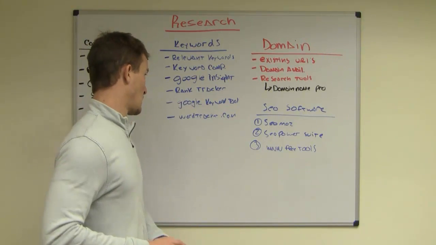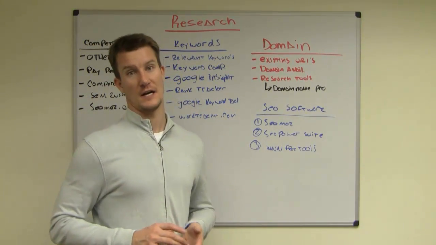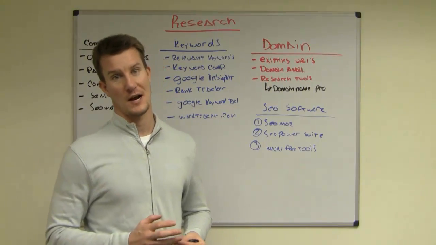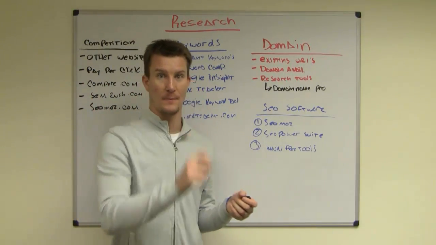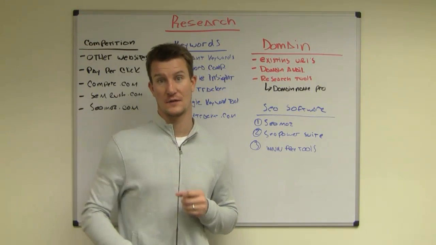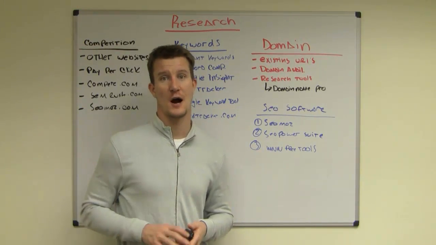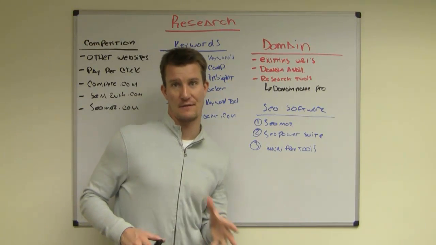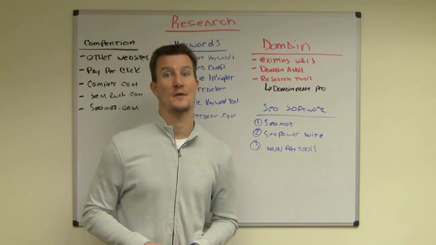Rank Tracker. Rank Tracker is a plugin for Firefox, the browser Firefox. What Rank Tracker does is it allows you to put in a URL and then a bunch of keywords, and you can check to see where that URL ranks for those keywords. So once you've identified your competition and your keywords, you're able to put those together and see where they're ranking.